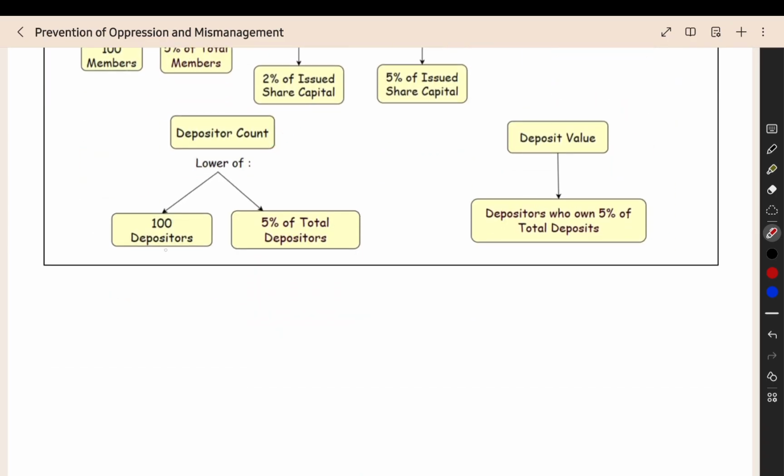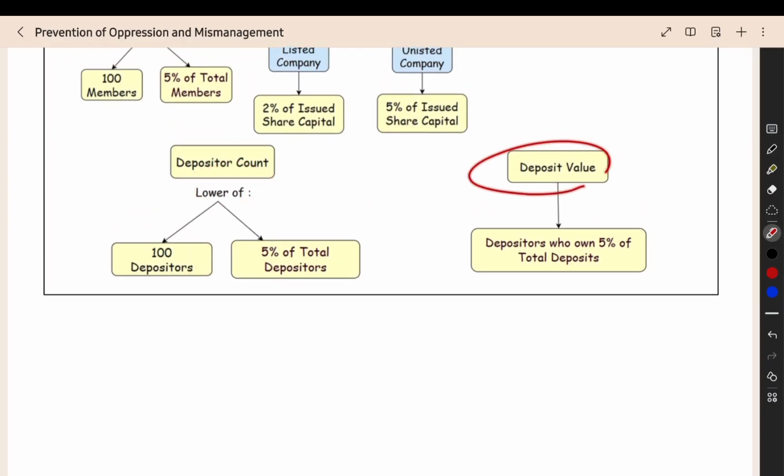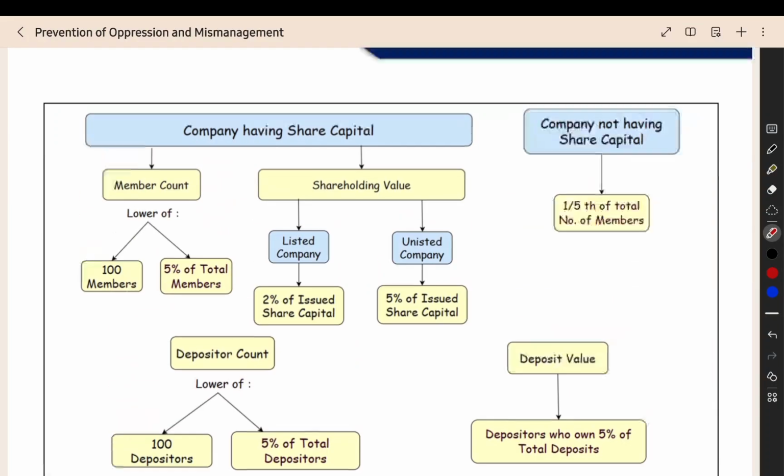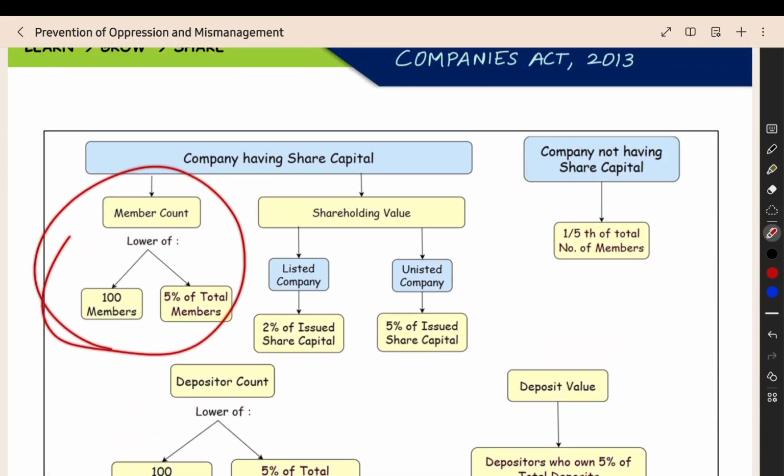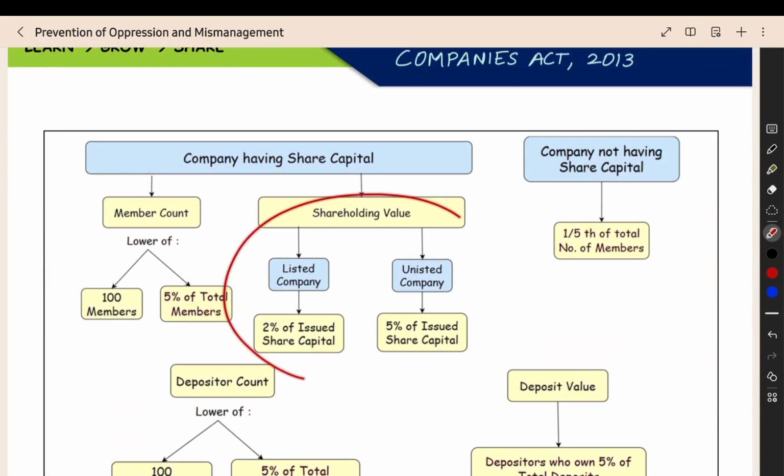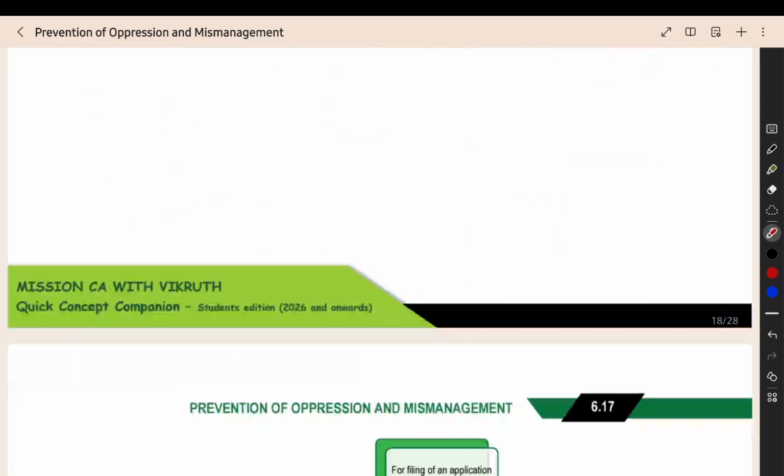The next thing is for the depositors. If you are a depositor, lower of 100 or 5%, whichever is lower. Then deposit value. Here we have only 5%. Depositors holding 5% of the total deposit, that many people can come together and file the class action suit. Either you have to go through the number of members, or if you are holding this much shareholding value, you can do it. There is no problem.